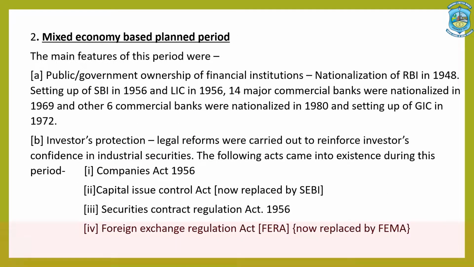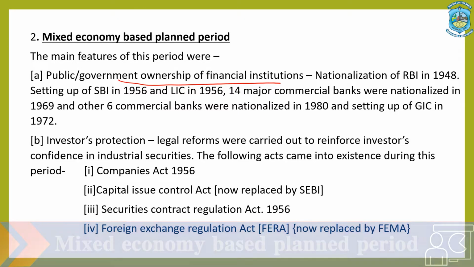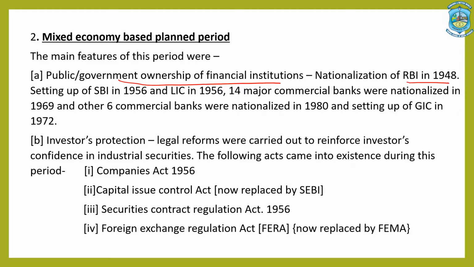Then secondly, we come to the mixed economy based plan period. In this, the main criterion was government ownership of the financial institutions. What does government ownership of financial institutions mean? There was nationalization of RBI in 1948, SBI was set up in 1956, 14 major commercial banks were nationalized in 1969, and 6 other commercial banks were nationalized in 1980. So, during the mixed economy period we can see that nationalization took place.